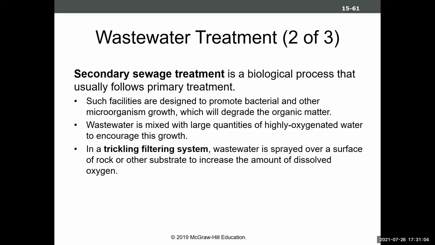So then you enter the secondary sewage treatment, where biological processes cause the bacterial organisms to degrade the organic matter. The wastewater is mixed with oxygenated water so that decomposition can happen. Then it is moved through what's known as a trickling filter system, where the wastewater is sprayed over a rocky surface to increase the amount of dissolved oxygen present in that system.